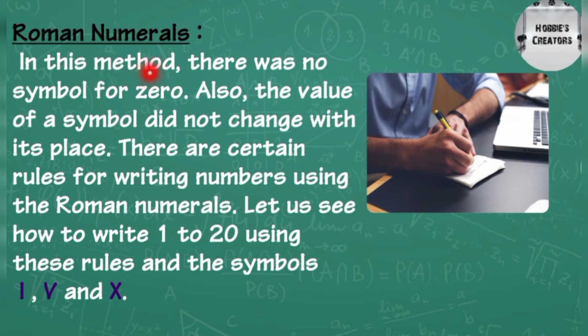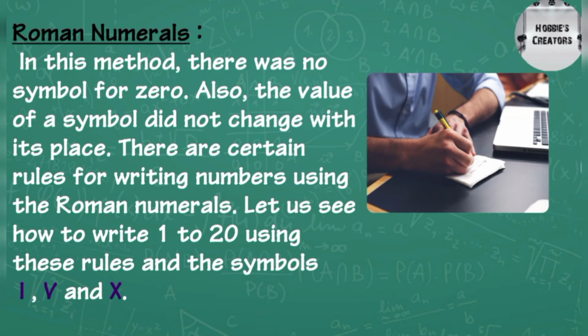In this method there was no symbol for 0. In numbers we have the number 0, right? We write 0 like that. But in Roman numerals we don't have any symbol for 0. Also, the value of a symbol did not change with its place. There are certain rules for writing numbers using the Roman numerals. Let us see how to write numbers 1 to 20 using these rules and the symbols I, V and X.